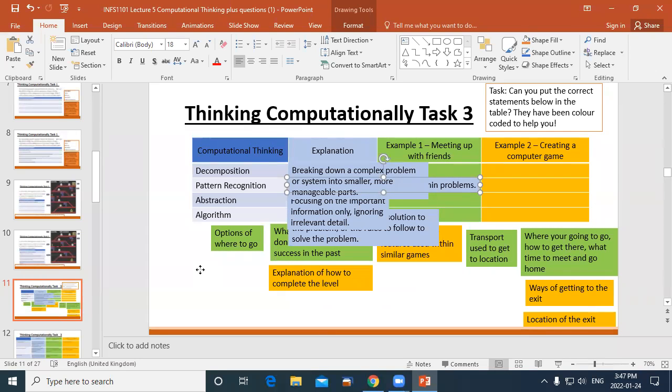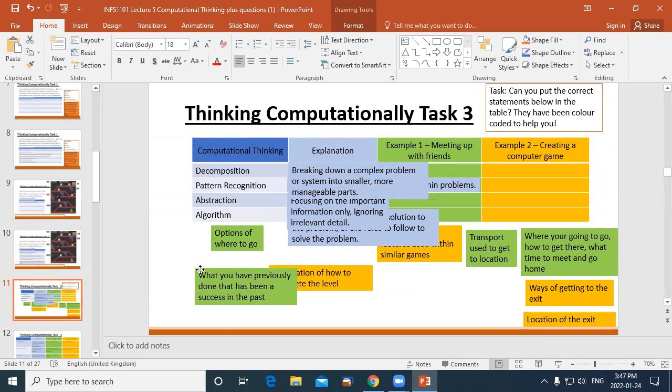Decomposition, options of where to go. What do we got here? Sorry, these things sit on top of each other. What you have previously done that has been a success in the past. Could that be pattern recognition? Would you agree? I'm going to go with that as pattern recognition. Would you agree?